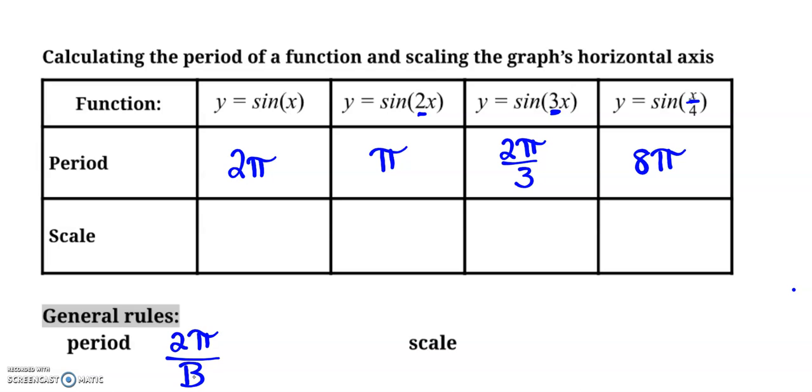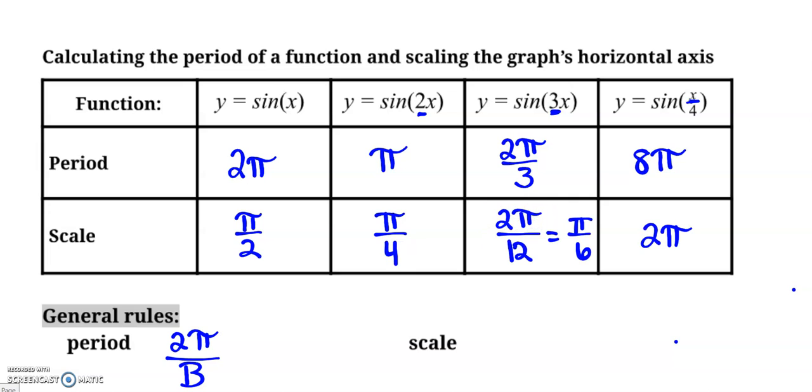And whenever that happens, you're going to need to change the scale of your horizontal axis a little bit. So I don't know if you realized it, but the scale of the graphs we were looking at for the parent function was pi over 2. And so if I have a period of pi, now that's going to be pi divided by 4. And so same thing, this is going to be 2 pi divided by 4. So we're going to get pi over 6 or 2 pi depending. So in general, you're going to have to take your period and divide it by 4 to scale.